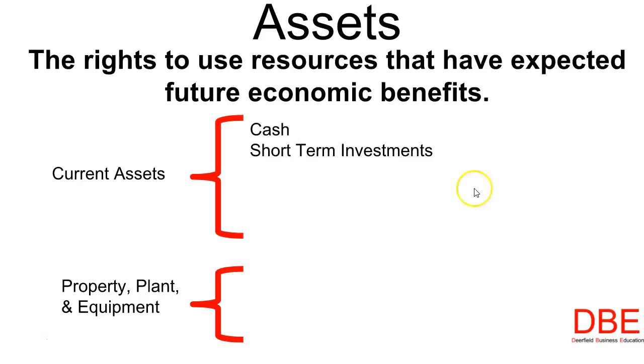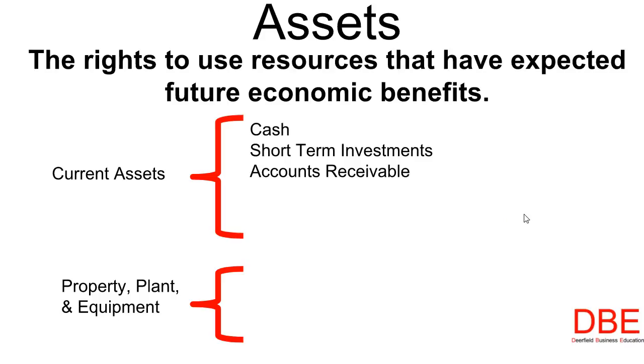The second one would be short-term investments. A lot of times businesses have excess cash laying around and they don't want to just leave it sitting in an account earning no interest. So some businesses will take their excess cash and put it into short-term investments where they could get a higher return on the money. So that's considered a current asset.